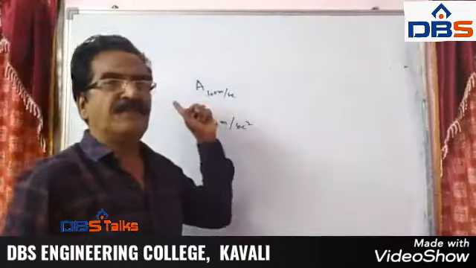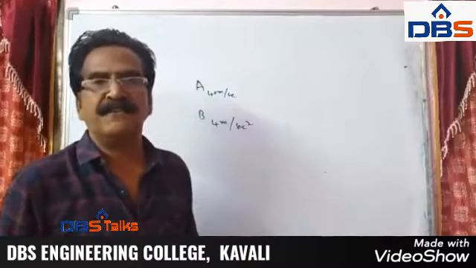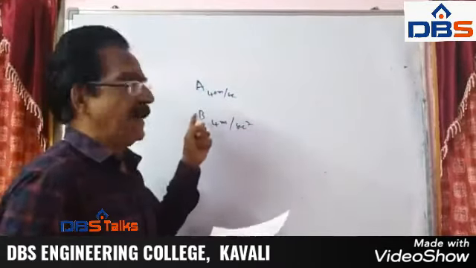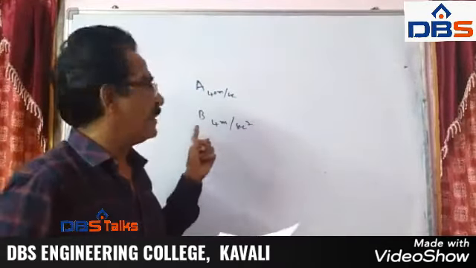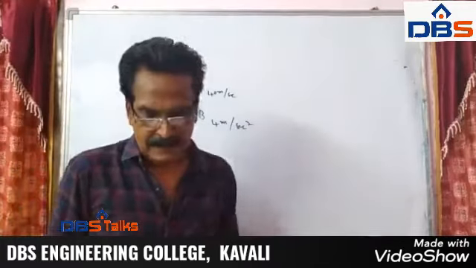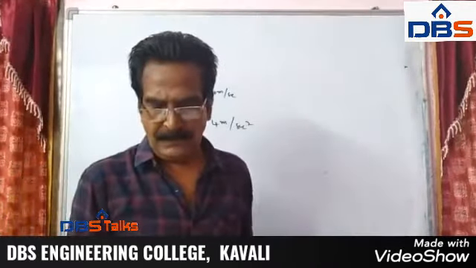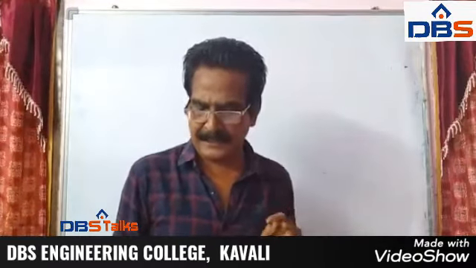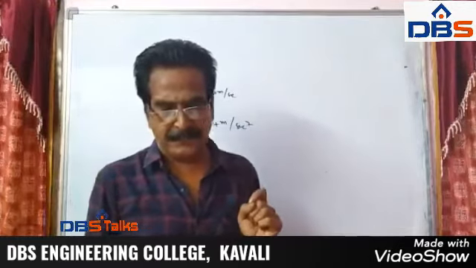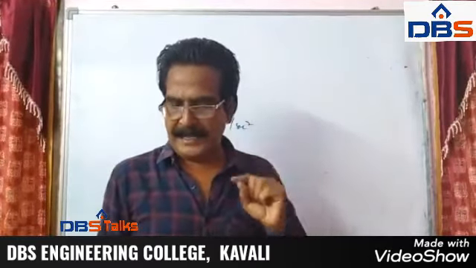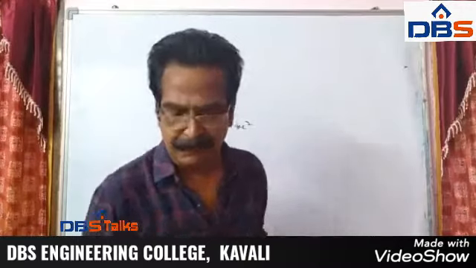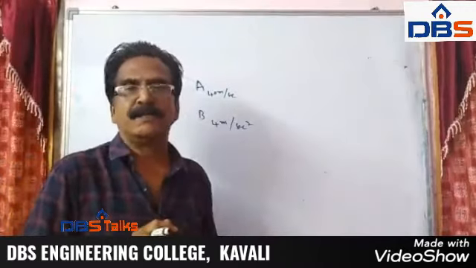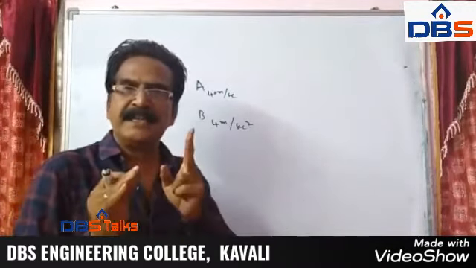So the velocity of A is given. Uniform velocity of A is given, and constant acceleration of B is given. See, now what is to be found? If A starts with uniform velocity of 40 meters per second and B starts in the same direction with constant acceleration of 4 meters per second square, then B will catch A after how much time? So we have to find the time.